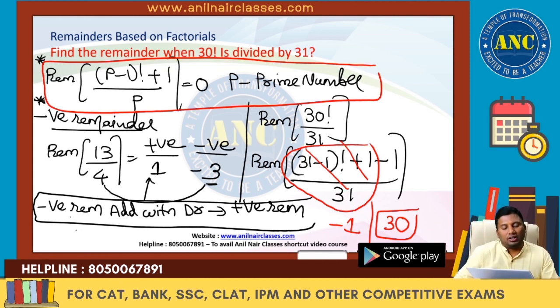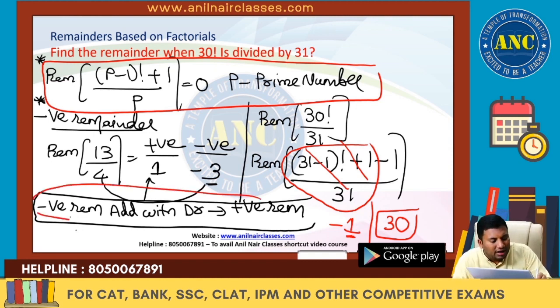So 30 factorial is 31 minus 1 factorial plus 1 minus 1. P minus 1 factorial plus 1 divided by p is 0. Negative remainder minus 1. Positive remainder will be 30. Whenever you get the negative remainder, add it with the denominator to get the positive remainder.